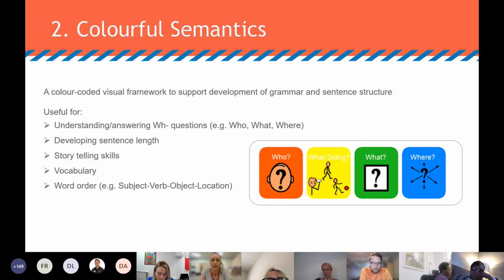Developing sentence length, so any learners who produce quite short sentences. Developing storytelling skills and vocabulary, and supporting learners who get their sentences a bit jumbled up, so word order. And that's just a picture there of how you would structure a sentence using colourful semantics.